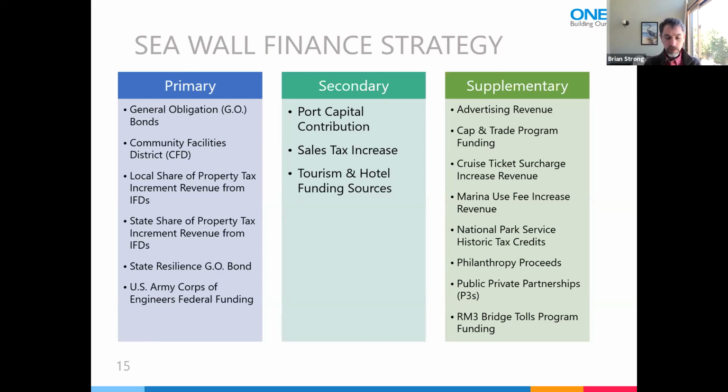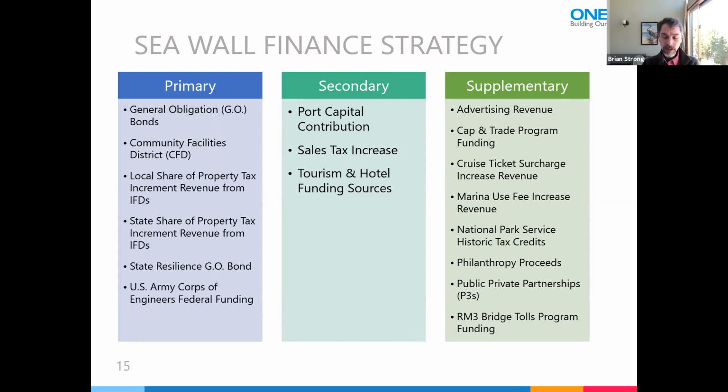We're looking at working with the state. We're working closely with the Army Corps of Engineers, which brings with it a whole host of issues and challenges. But it's an opportunity for us to pull in some significant dollars. And then secondary, again, these may be smaller amounts, whether it's a sales tax increase or looking at tourism, TOT, transient occupancy taxes or tourism taxes, but it is something that we think can also be helpful.